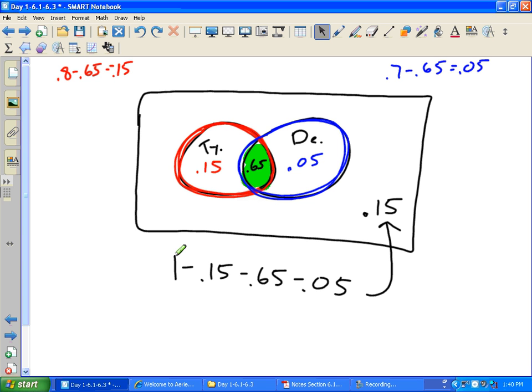Okay. So if we want to look at it with critical thinking, it should make sense. If we're looking for at least one free throw, it should make sense that it's going to be 0.15 plus 0.65 plus 0.05. That would be Tyreek only, them both making it, or DeMarcus only. So the probability that at least one free throw is made, this is part A, is going to be 0.85. That should make sense for us. By the way, that is the union.